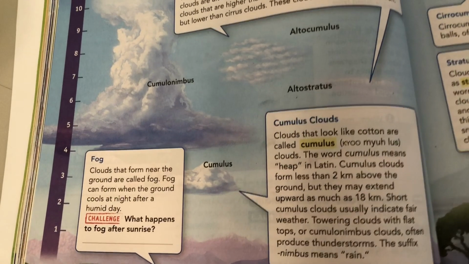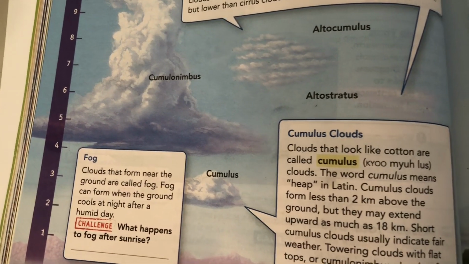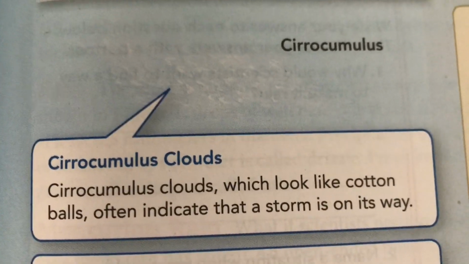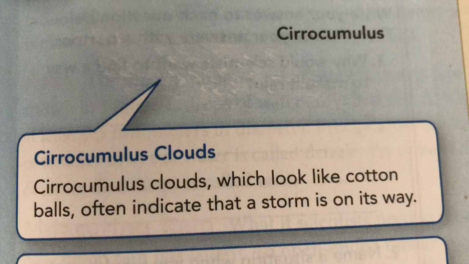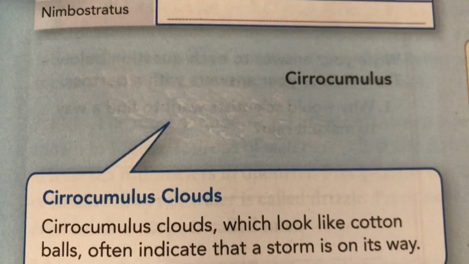I'm going to span back a little bit so you can see the different clouds one more time. Cirrocumulus clouds, which look like cotton balls, often indicate that a storm is on its way.